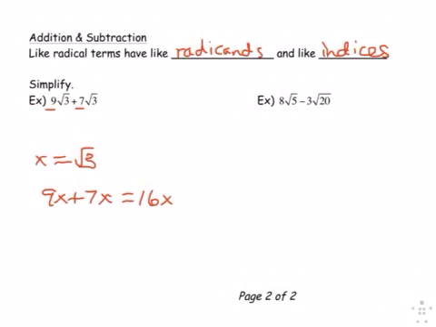It does not square the x. We are not taking x times x. So that's why we're only working with the coefficients, and here we get 16 times the square root of 3.